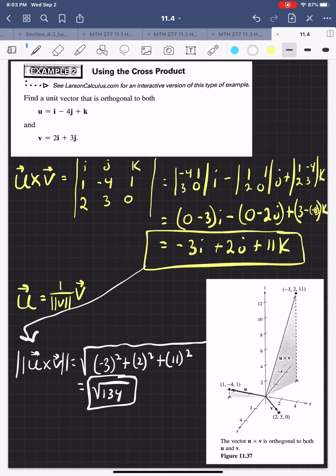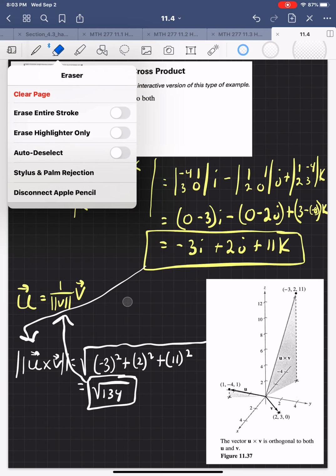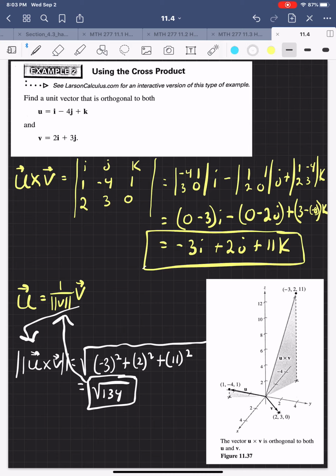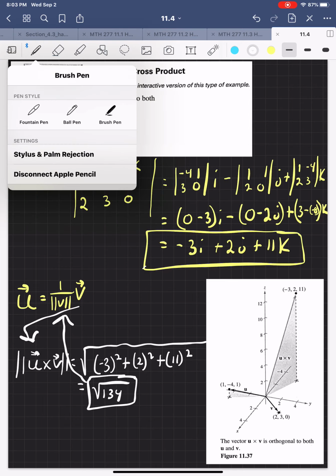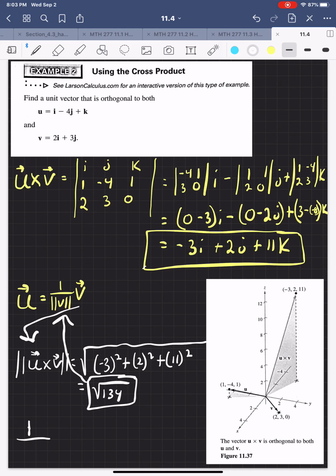Okay, so now we know what to do here. Actually, I think I have enough room here. So this is going to be 1 over the square root of 134 multiplied by our vector.